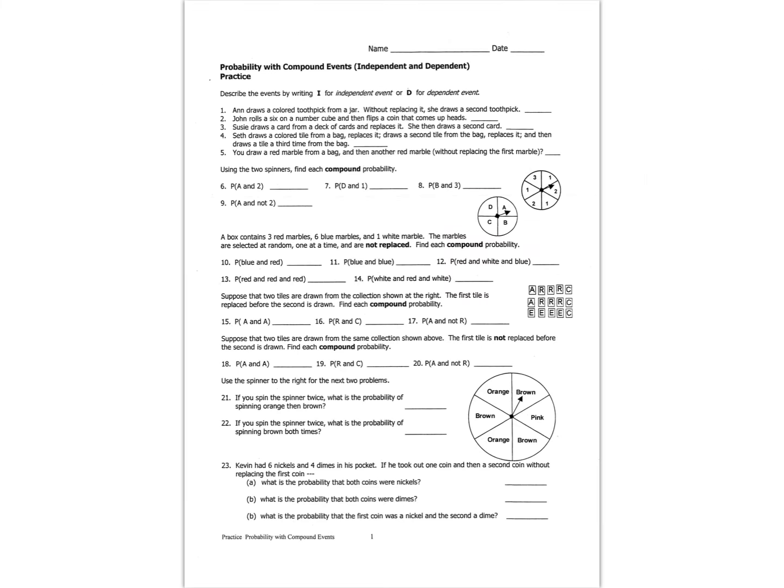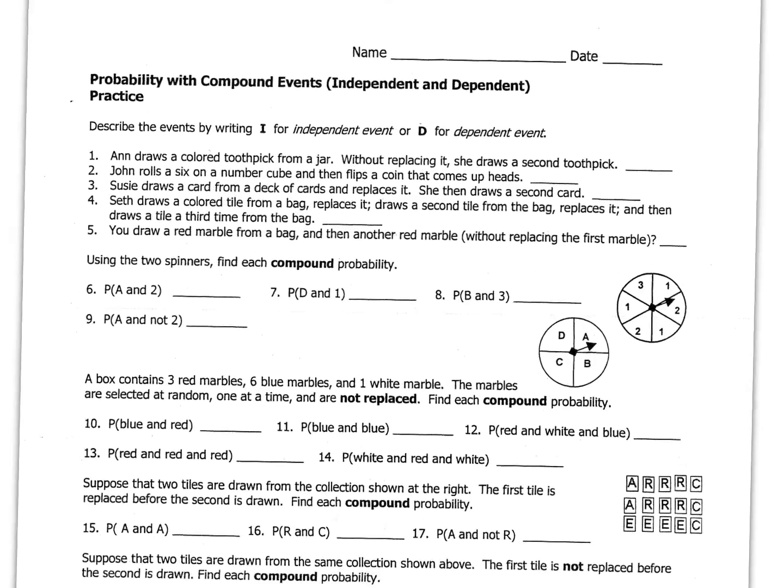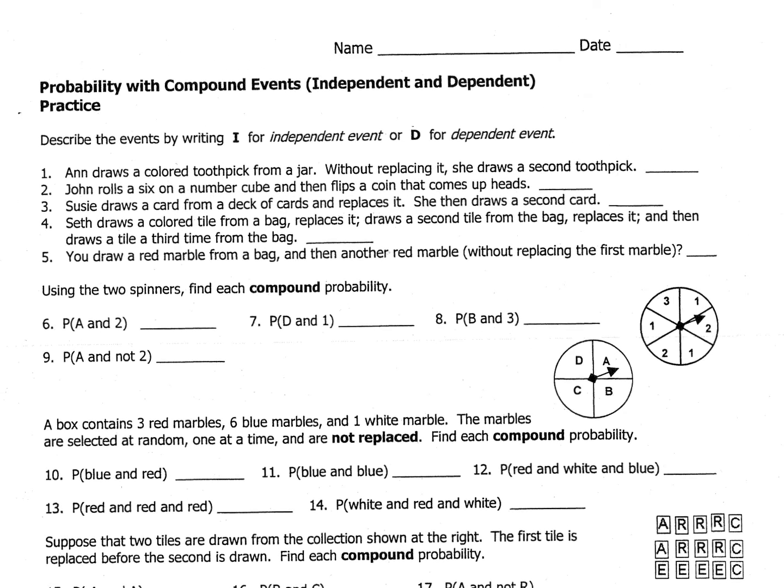So on the homework, our first part is just testing whether you understand independent events or dependent events. Let's talk about this one. Number 1, Anna draws a colored toothpick from a jar. Without replacing it, she draws a second toothpick.